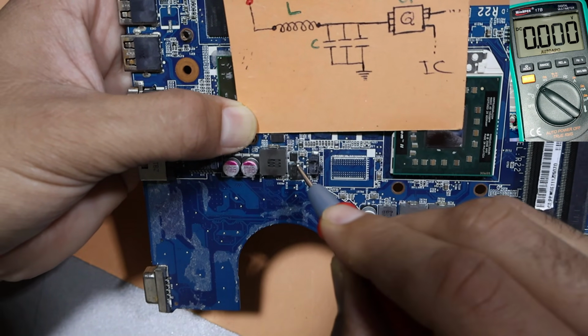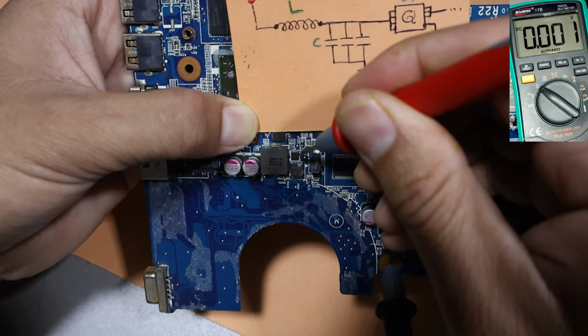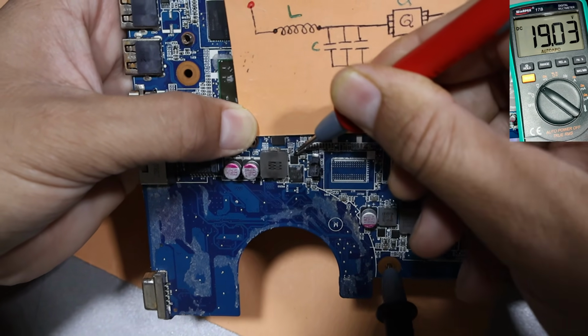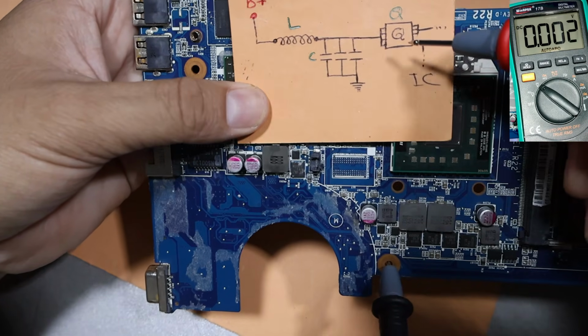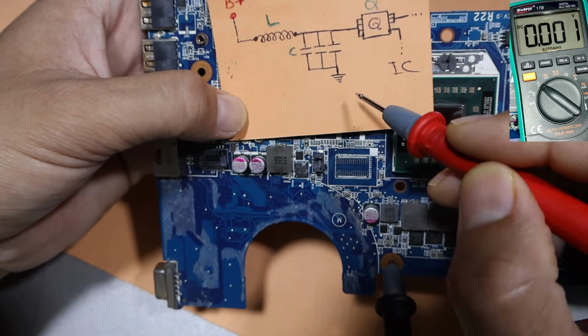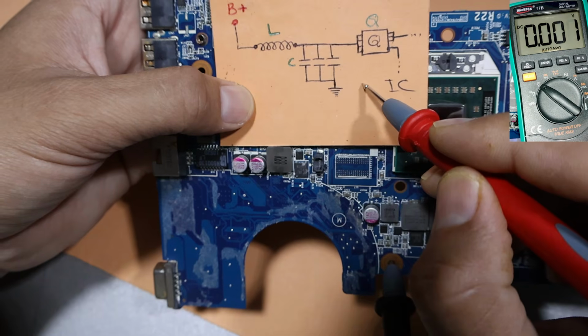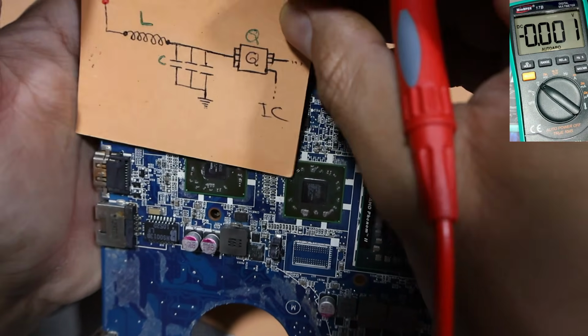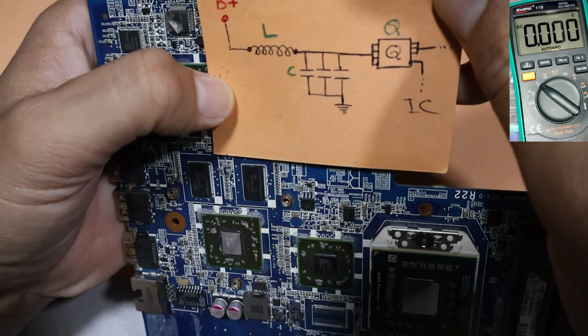Let's check this one. Okay, this is the source, the drain over here. We have 19 volts, as you can see. Always we apply this circuit. Please remember this schematic. So let's check the last circuit. Just for this one for beginner. This one for beginner to understand 100%.